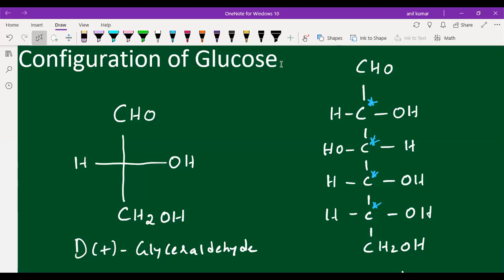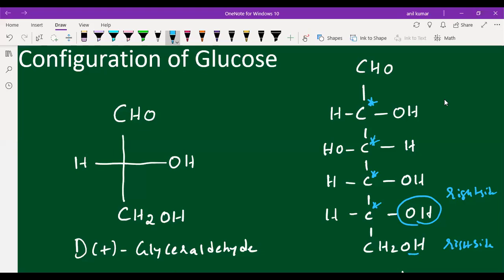For the last asymmetric carbon, see the diagram, see the structure. The OH group is present at which side? It is present at the right side. Down below also, in the CH2OH group, you can see the OH group is present at the right side only. Both are present at the right side.